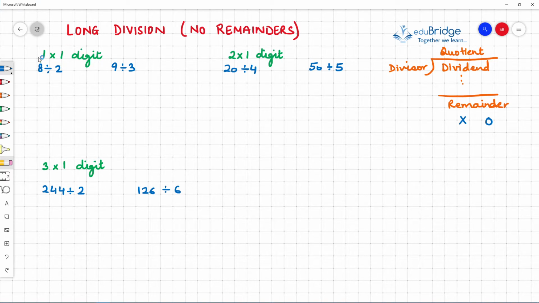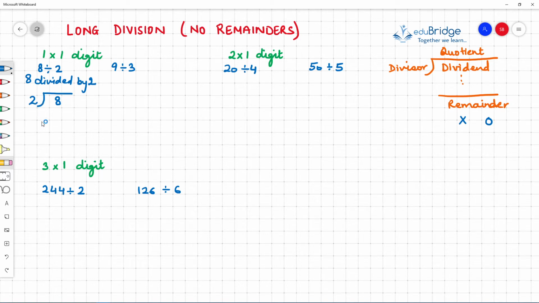The first example we are going to look at is 1 by 1 digit. The first one is 8 divided by 2. So how do we read this? 8 divided by 2. How do we figure out which number is the divisor and which is the dividend? When we read 8 divided by 2, the first number becomes your dividend, which is 8, and the second number becomes your divisor, which is 2.